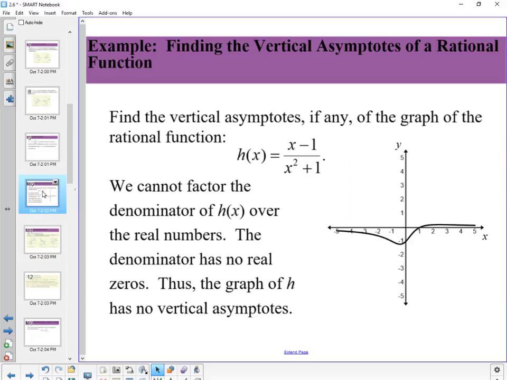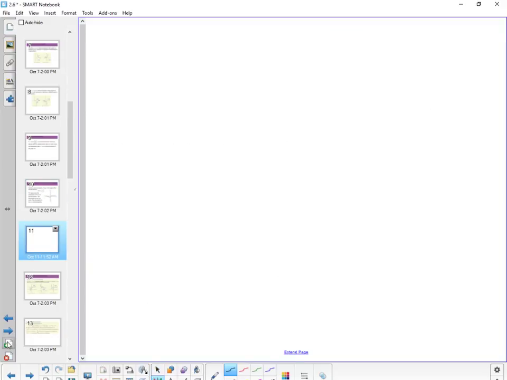Okay, will this have vertical asymptotes? You guys see our function up there? Whoa, wait a minute, that was different from mine. Did I skip a slide? I think I missed a slide. Let's add one then. So if I had x over x squared minus 1, where would I have asymptotes? At positive and negative one.